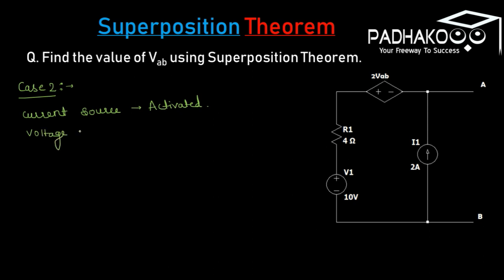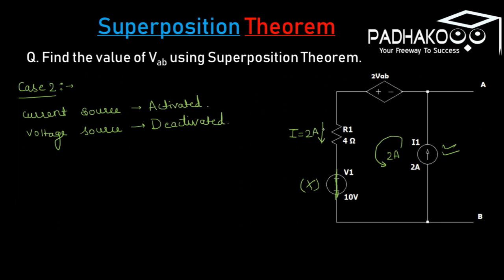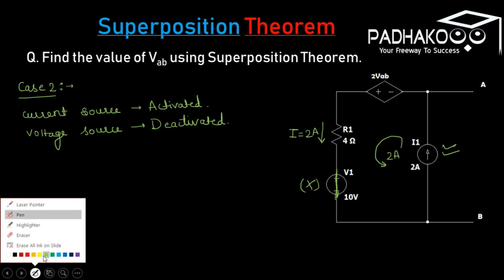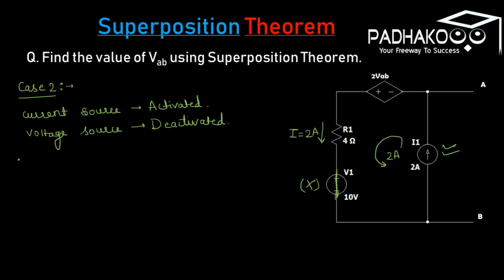The voltage source is deactivated. Okay, now here let me mention this: the 2 ampere current is activated and the 10 volts is deactivated, so I'll be replacing it with a short circuit line. Now as this circuit is completed, the 2 ampere current will flow, and this time the resistance will show a voltage drop, as we can say current I equals 2 ampere will be flowing in this direction.